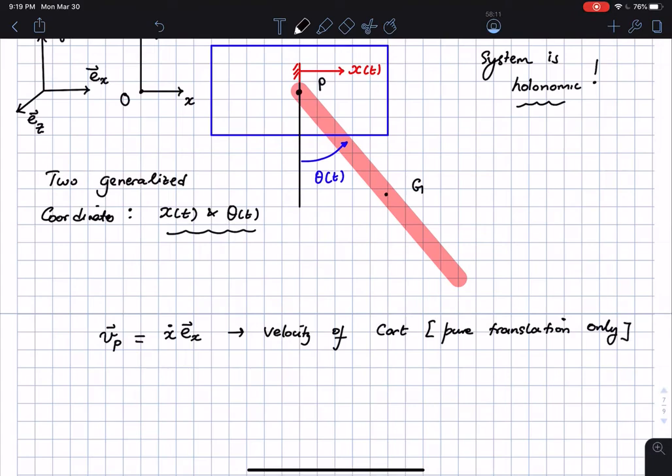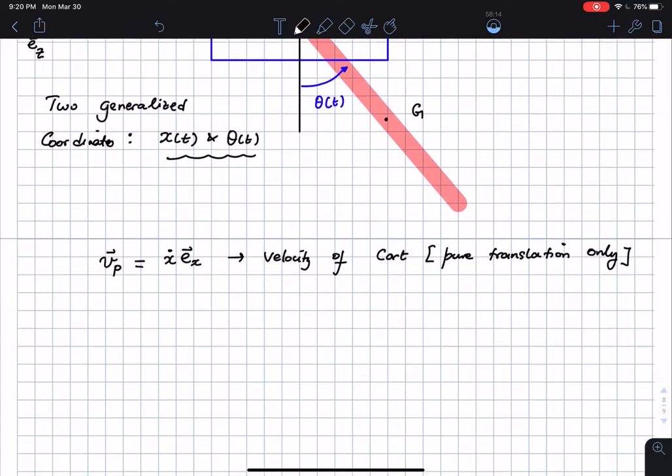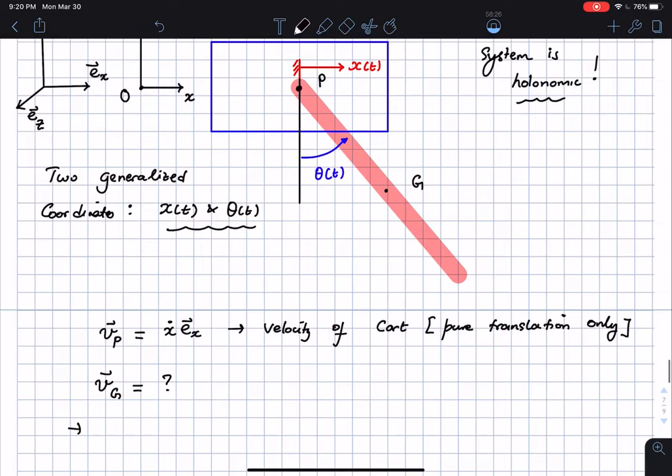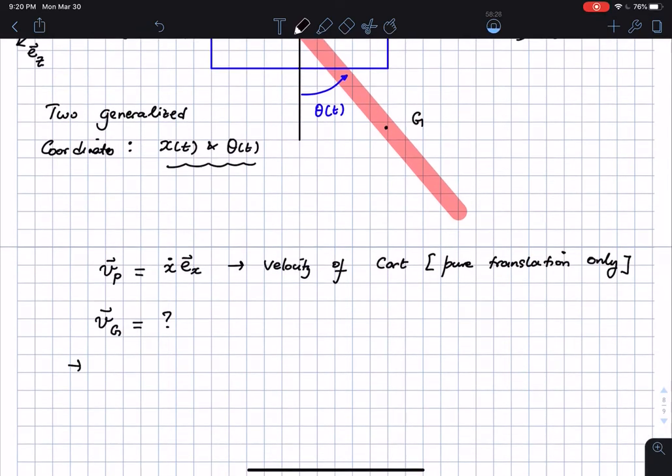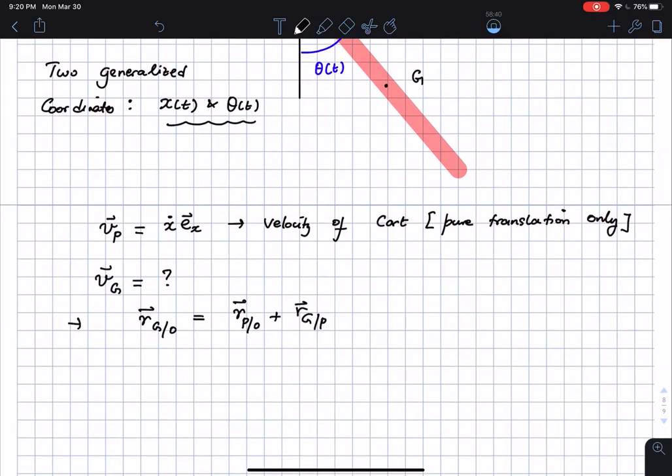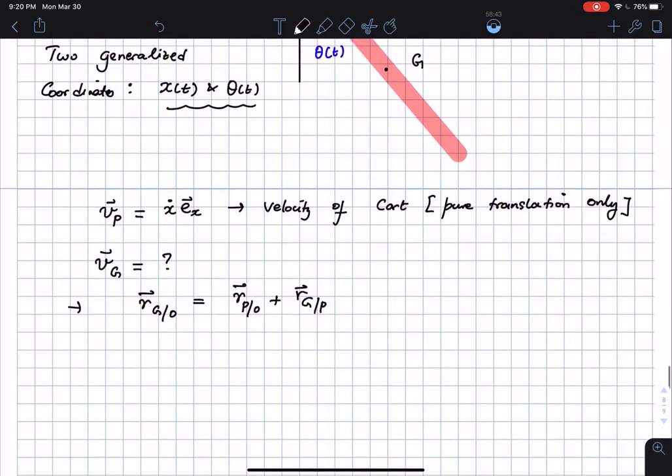Translation only. Then I also have the velocity of point G. Now you have to be careful here. What is the velocity of G going to be? For this we can start off by looking at the basic ideas of vector addition, and say that R G slash O with respect to a fixed observer is going to be R P slash O plus R G slash P. I'm going to leave it to you to derive the velocity, but I'm going to go to the next step, which tells me that the velocity of G is going to be the velocity of P plus the velocity of G slash P.